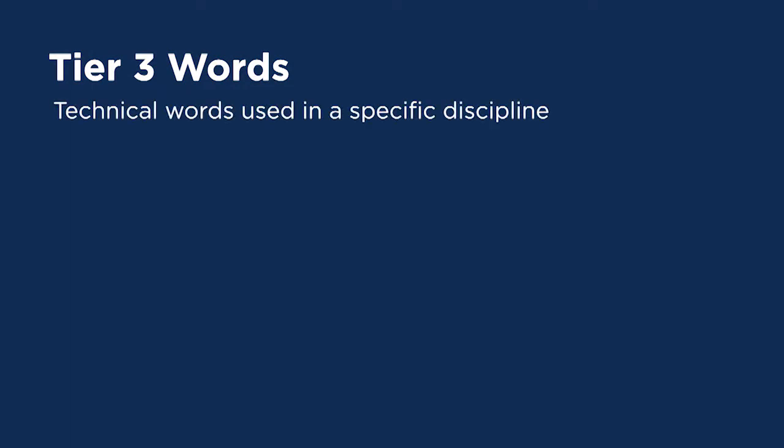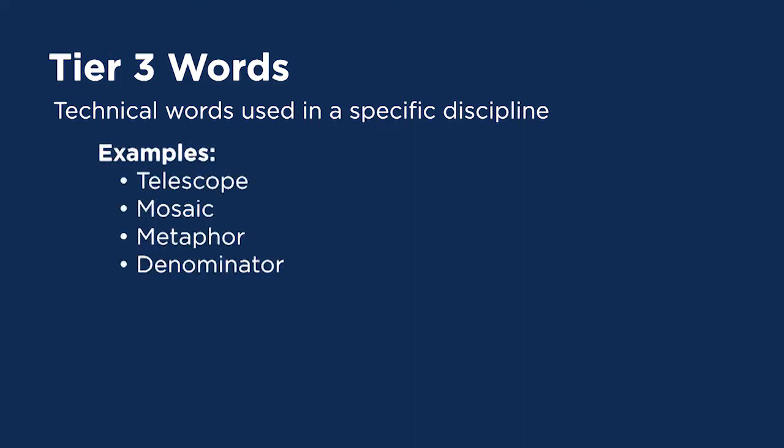Tier 3 words are more technical vocabulary and technical words used in a specific discipline. For example, telescope would be a word used in space science. Mosaic is a word used in art. Metaphor is a word used in literature. Denominator is a word used in math. Those are the type of technical words that are Tier 3 words.